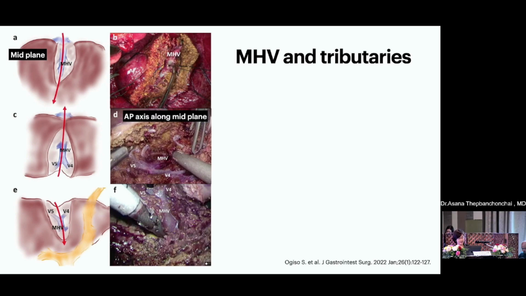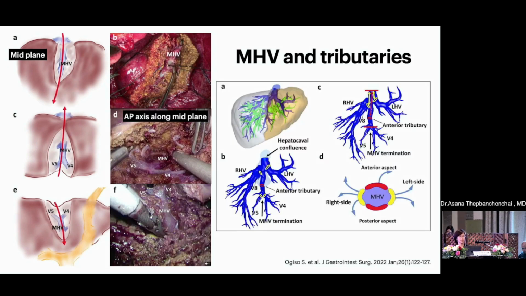Along with this plane, the investigators demonstrated that the middle hepatic vein gives fewer tributaries from its anterior and posterior aspects than from the right and left sides. Moreover, tributaries from the anterior and posterior aspects are smaller in diameter, with a median of only 2 to 3 millimeters, compared with 4 to 5 millimeters from the lateral ones.